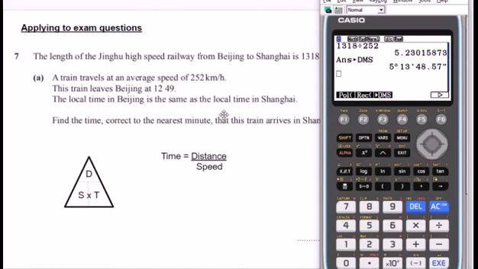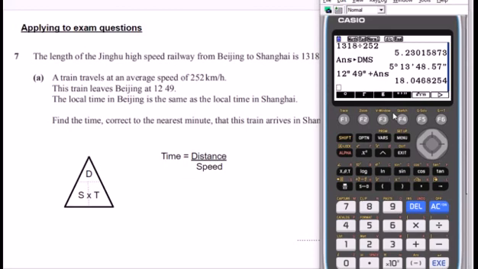Now all we have to do is work out, if it left Beijing at 12:49, when will it arrive in Shanghai? So the next calculation is going to be to add the time that it takes to the time when it left. So we're going to add this to 12:49. So I'm going to add 12 hours and 49 minutes, and I'm just going to add that on to this, and I'm just going to use the ANS button, which is just down here. So Shift, ANS, and it's added them up.